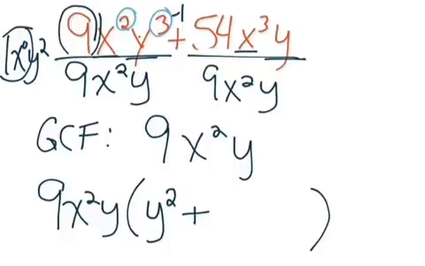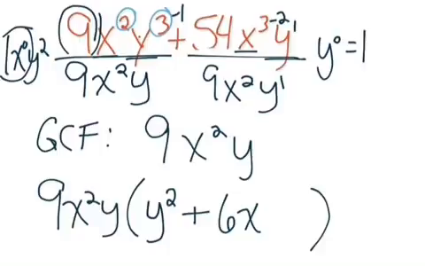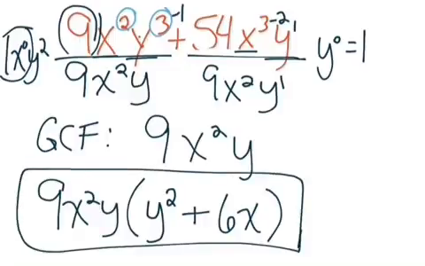Then I've got 54 divided by 9. That's going to give me 6. I've got 3 minus 2 on my x's, so I'm left with 1x. I've got 1 minus 1, which gives me y to the 0, which equals 1, which we don't write. So there we go. Let's move this over a little closer. Here is our final factored polynomial.